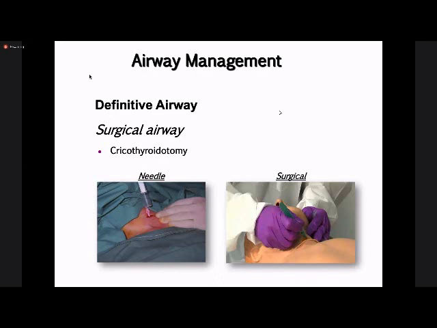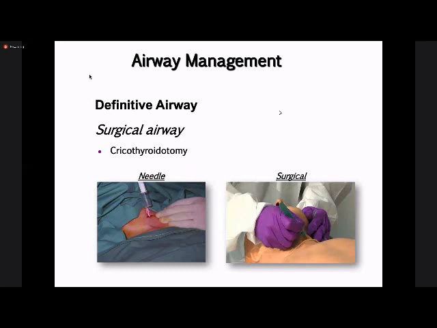In such a situation, if you find the patient's saturations are dropping, the patient is going into upper airway obstruction, you need to establish a surgical airway. There are 2 main types of surgical airways. One is called cricothyroidotomy. The second one is tracheostomy. In trauma, however, we prefer cricothyroidotomy because it's a very simple procedure. Hope you all would have gone through the videos I sent you yesterday.